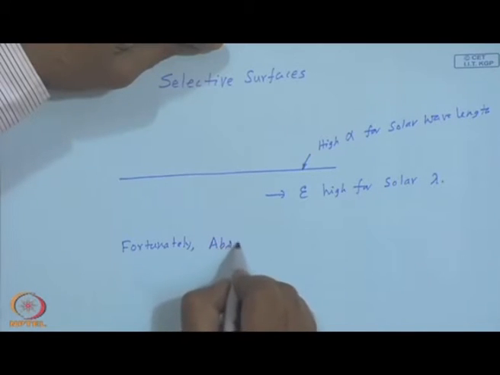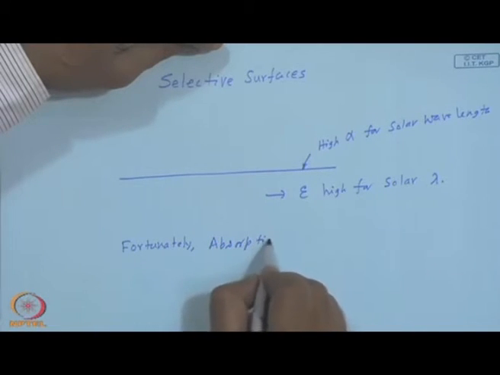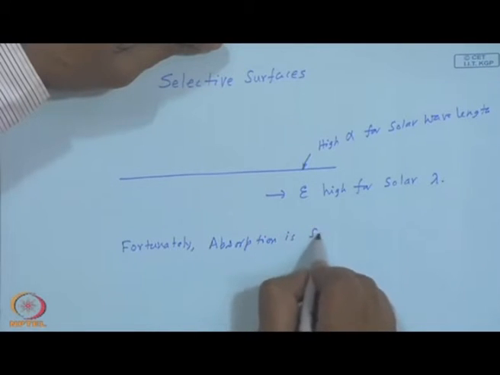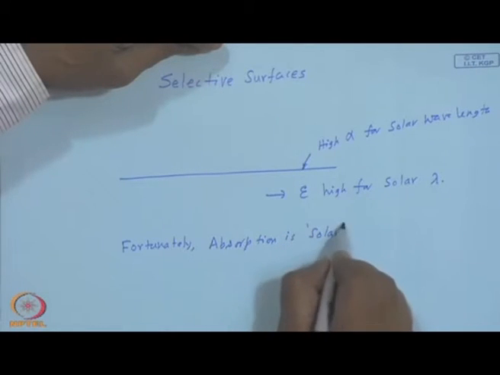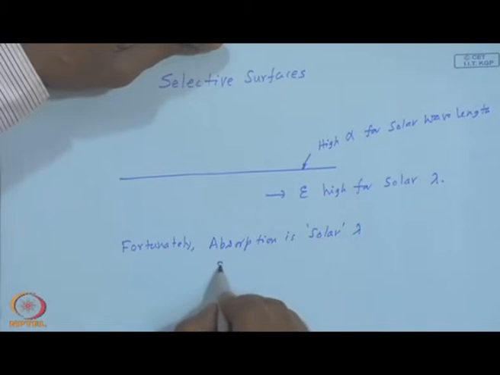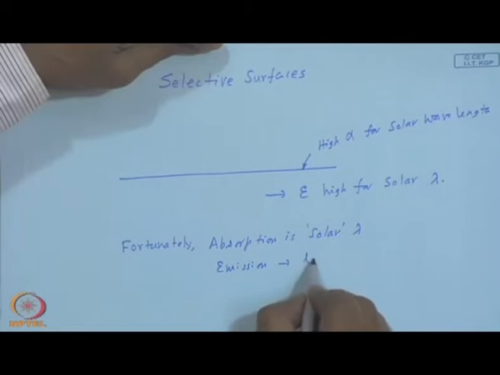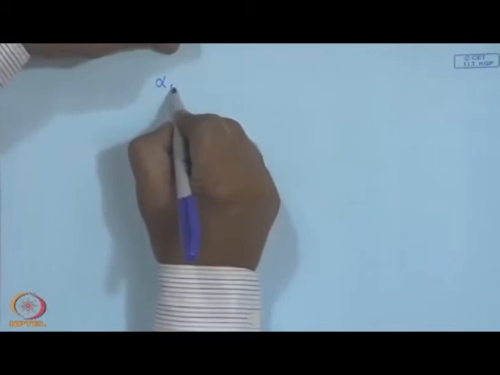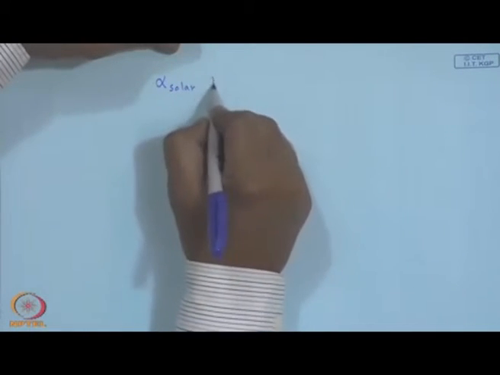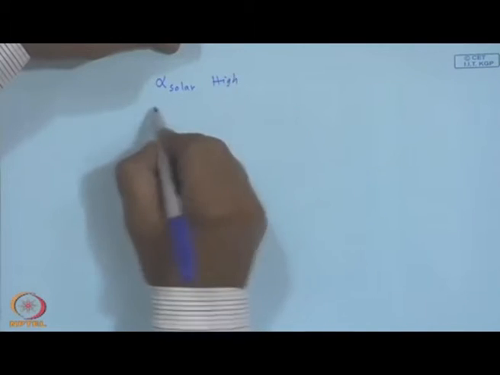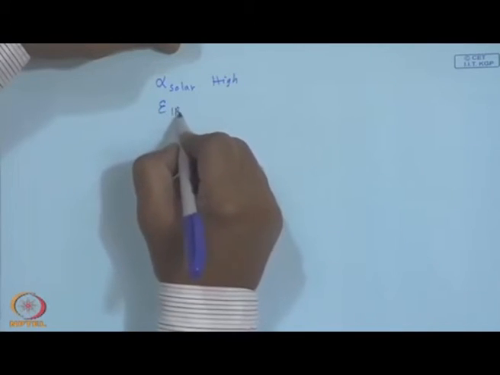absorption is at solar wavelength and emission is long wave. So, we do not violate Kirchhoff's law by choosing alpha solar high, epsilon IR low.